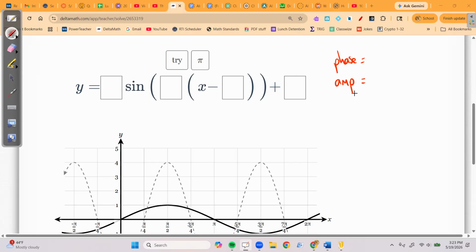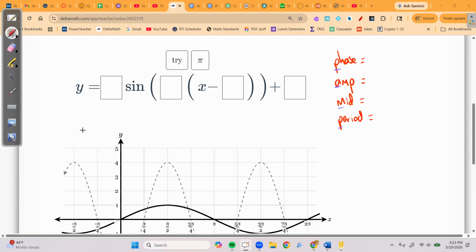I did them in this order just so that it would spell a word. And then the next thing I did is the midline, and then I did the period. And so I just thought an easy way for you to remember that little checklist is it spells PAMP, P-A-M-P. So phase shift, amplitude, midline, period. You can do them in whatever order you want. I don't care. That was the only thing I could think of because PAP is not a word. You get the idea. So let's get to it.